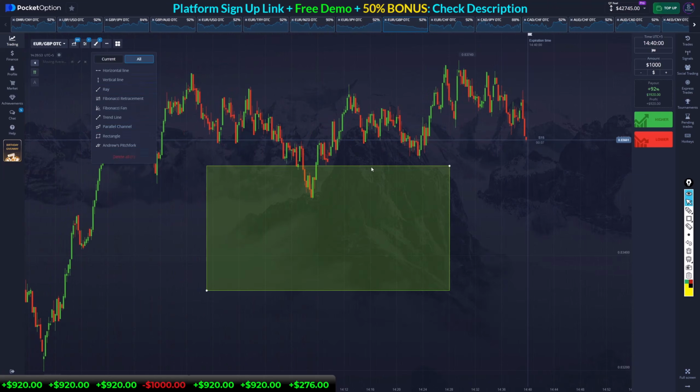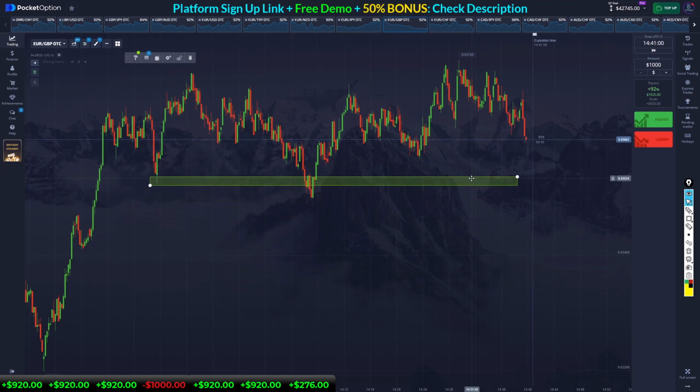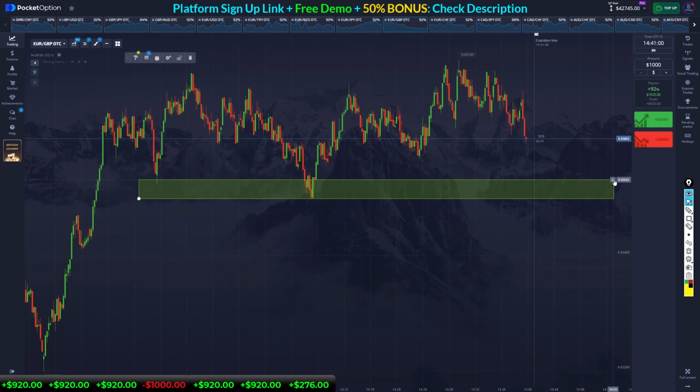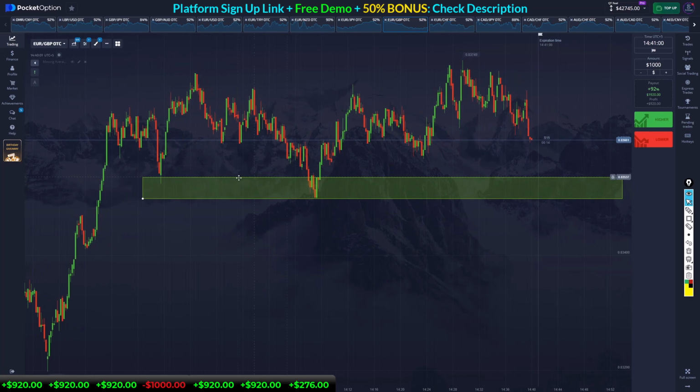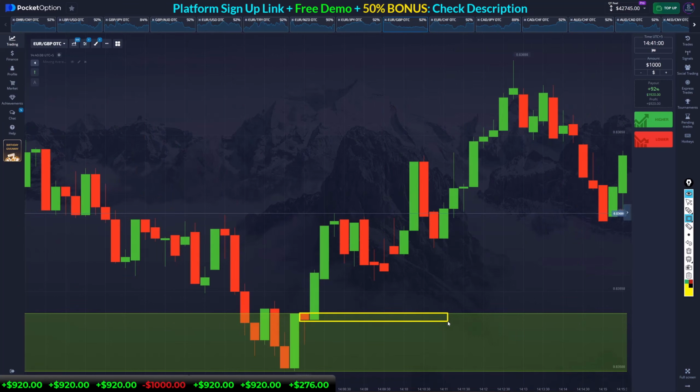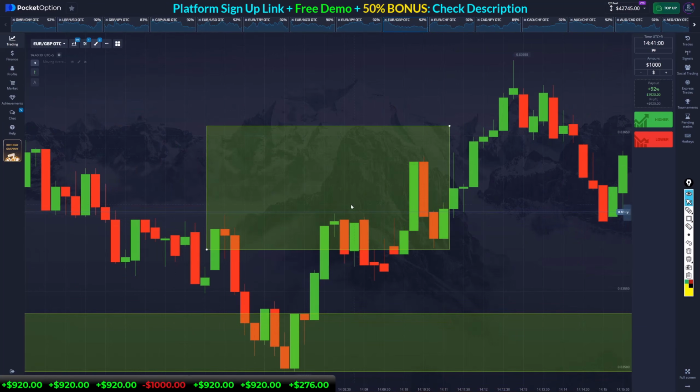Okay, let me just draw this one. And for drawing your zone, make sure you're drawing the common point. I mean, you need a zone that is common, right? And zoom in, you can see this fresh demand area. I will draw that as well.